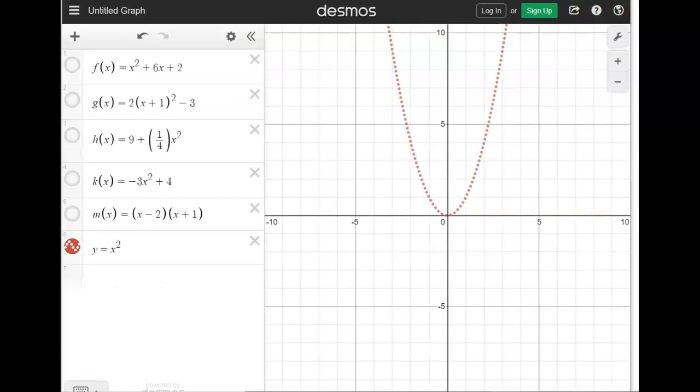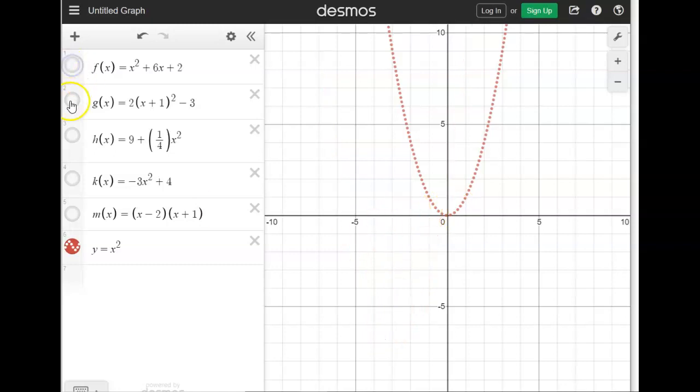Okay, so I have typed the functions, and I also included the parent function. The equation is here, y equals x squared. So the first function from our slide is f of x equals x squared plus 6x plus 2. So we have the graph right here. And you could see that it's still opening up, but it was shifted from the parent function some units down and some units to the left.